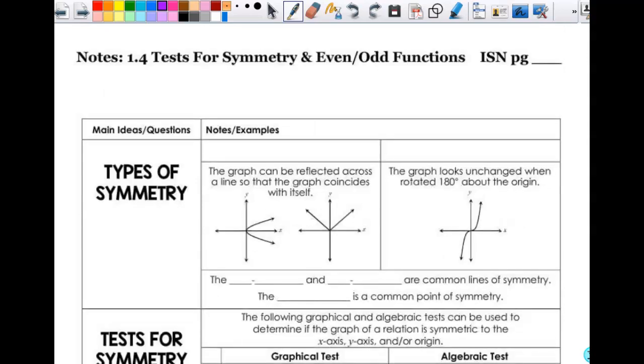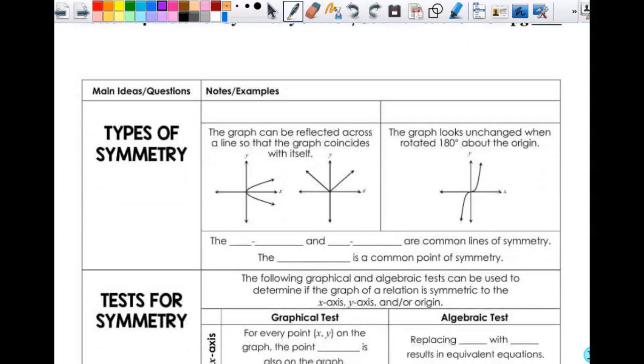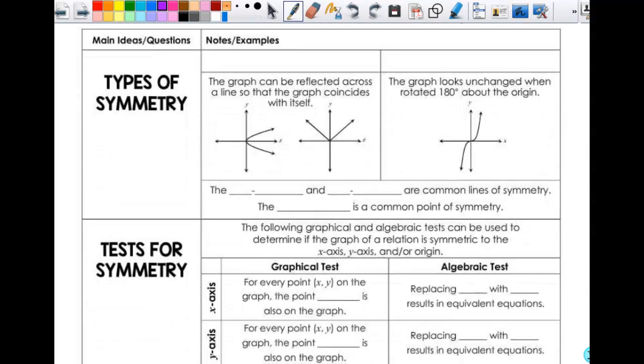Okay, today we're going to look at tests for symmetry and even and odd functions. So symmetry is something you've talked about since elementary school. Specifically, these two types of symmetry, with some of the language we're going to use with this, probably started in geometry. Okay, but we have two types of symmetry that we're going to look at with our graphs.